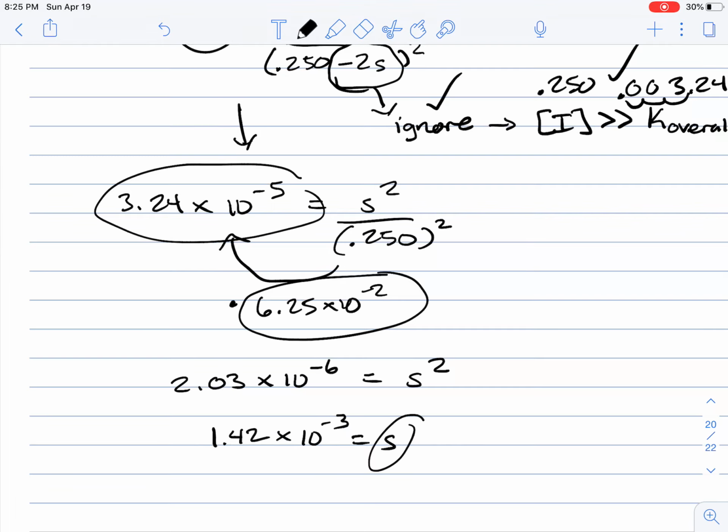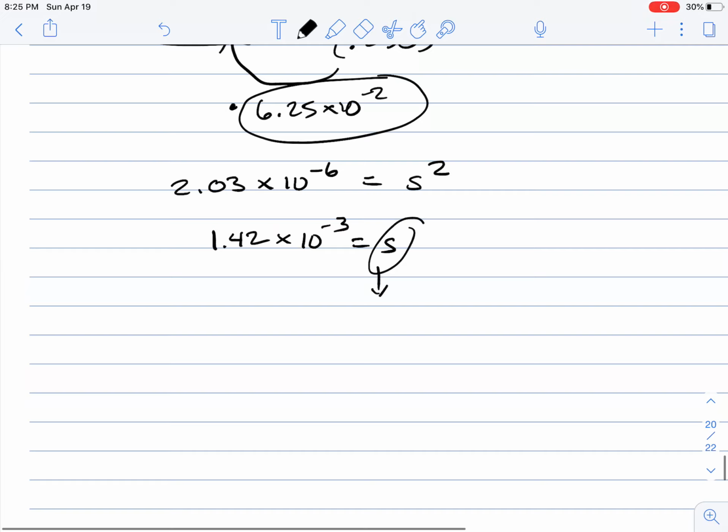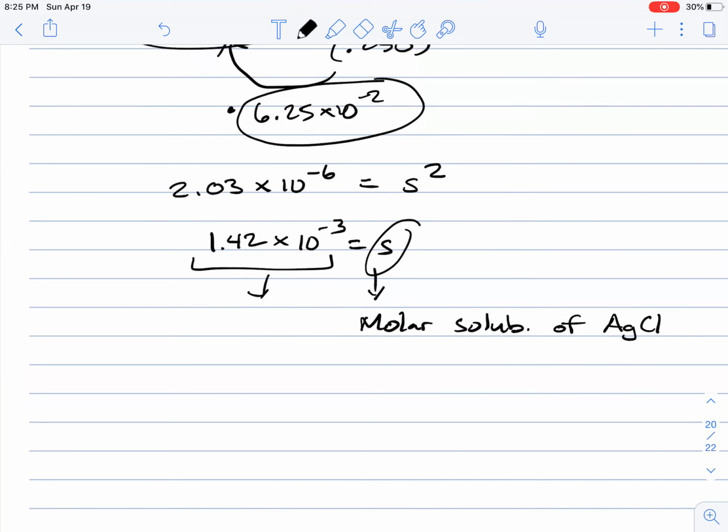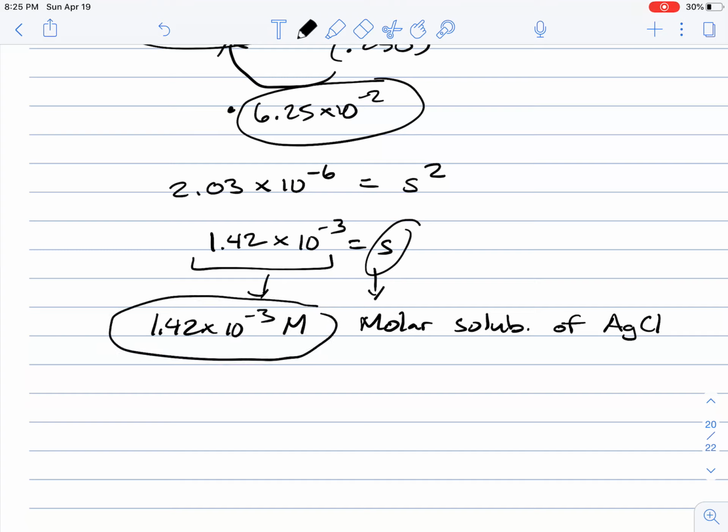Now remember what S represents. S represents the molar solubility of silver chloride. Now if you look at our answer, 1.42 times 10 to the negative 3, since it's a molar solubility, we have to include the molarity. So I'm going to copy this.